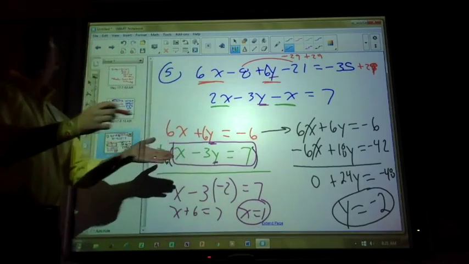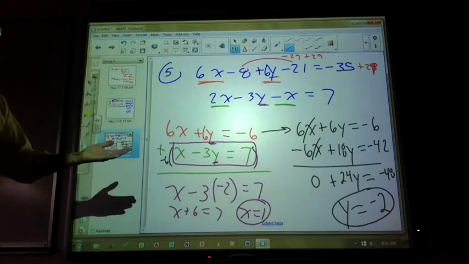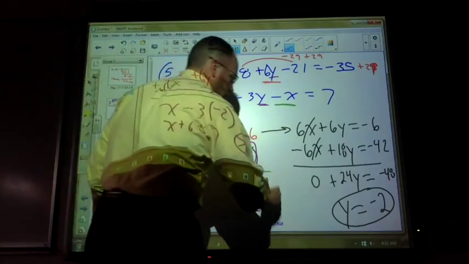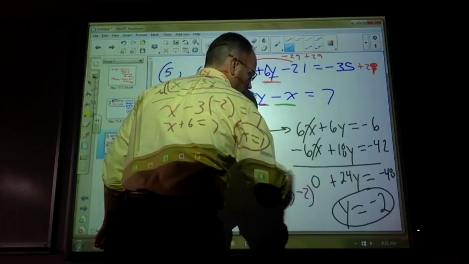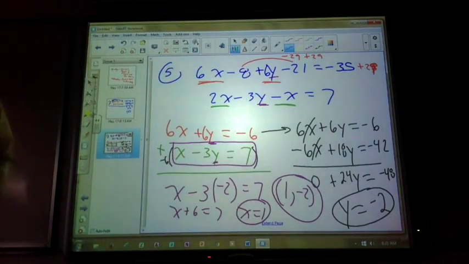So you could probably leave it like that. I would say on the test it's probably going to be a multiple choice scenario. So the answer would be 1 comma negative 2, meaning that's the point where the two lines would intersect each other if you graph them. That's where you're going to go with this problem.